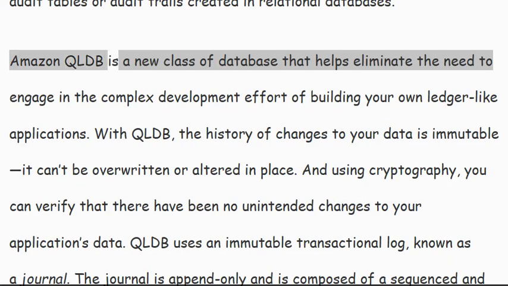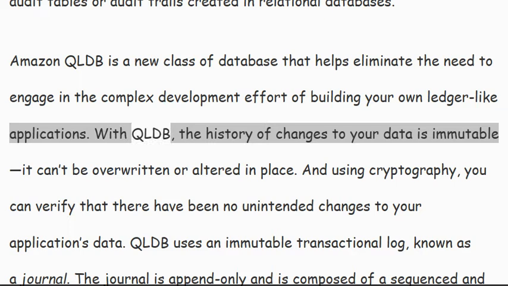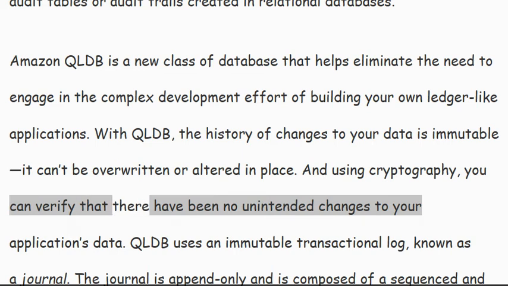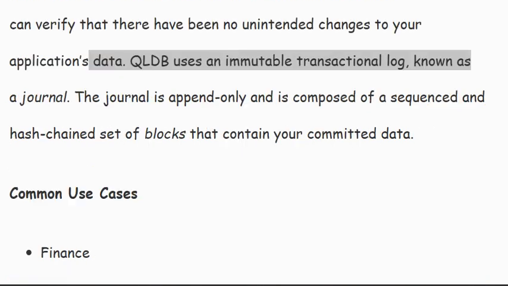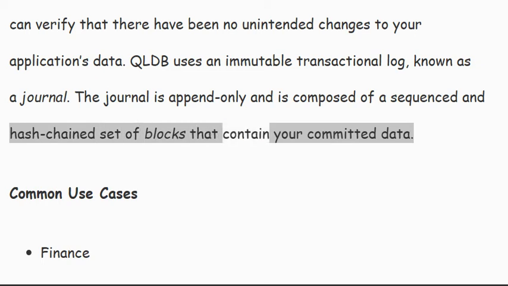Amazon QLDB is a new class of database that helps eliminate the need to engage in the complex development effort of building your own ledger-like applications. With QLDB, the history of changes to your data is immutable, it can't be overwritten or altered in place. And using cryptography, you can verify that there have been no unintended changes to your application's data. QLDB uses an immutable transactional log, known as a journal. The journal is append-only and is composed of a sequenced and hash-chained set of blocks that contain your committed data.